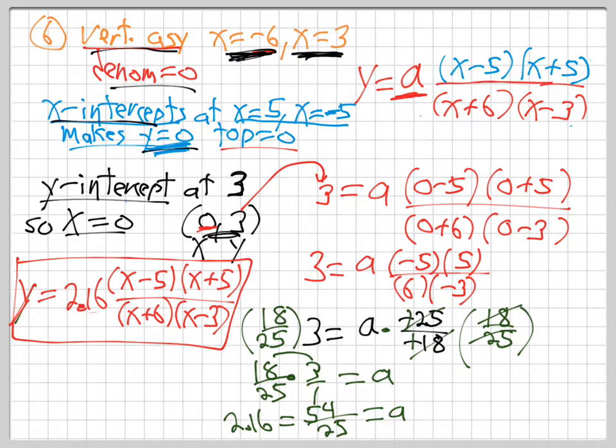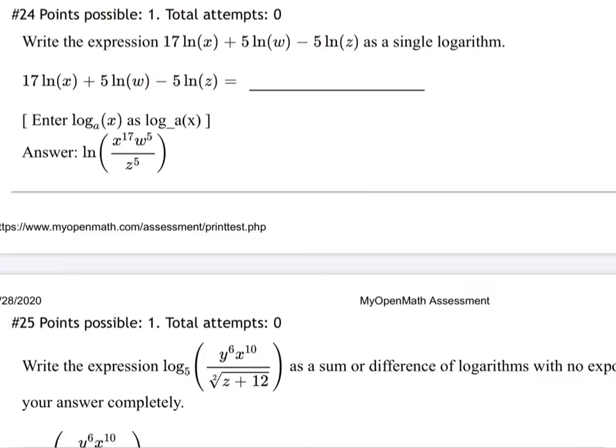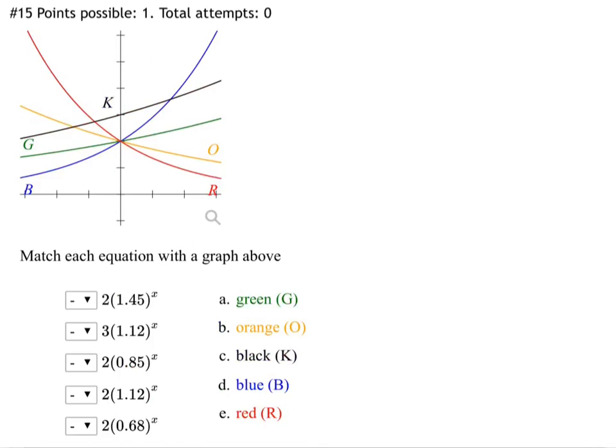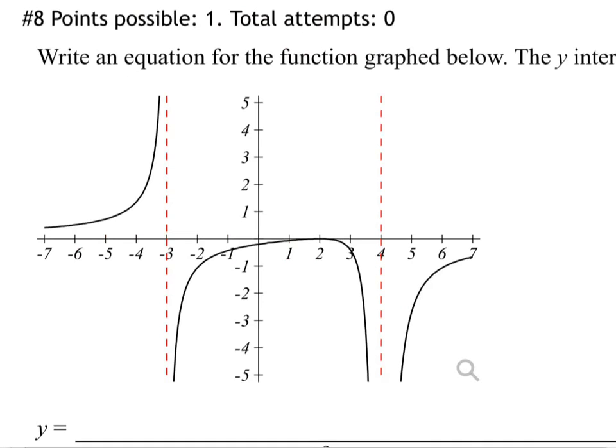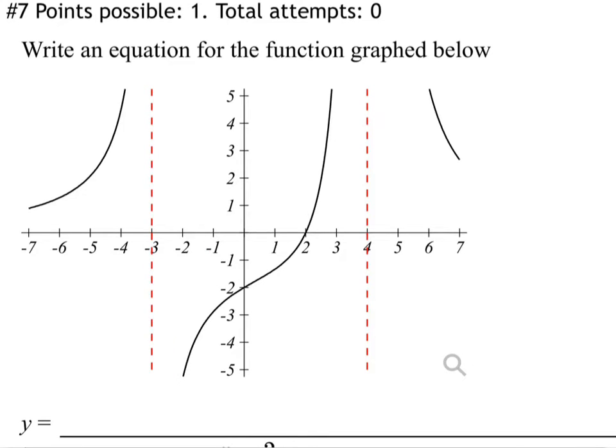Let's go back. So that's number 6. Let's go back to number 7. One more. There we go. Number 7. It says write an equation for the function graphed below. So it's a lot like the last one we did. They're giving us some information about the thing.